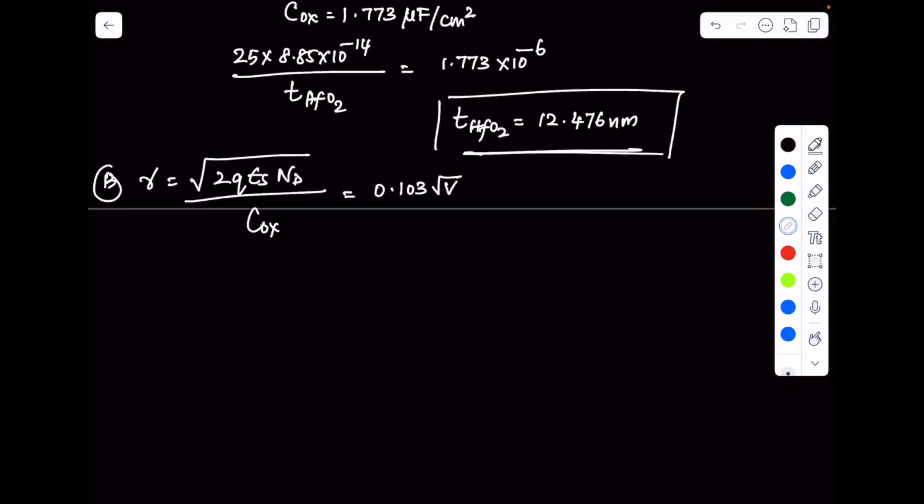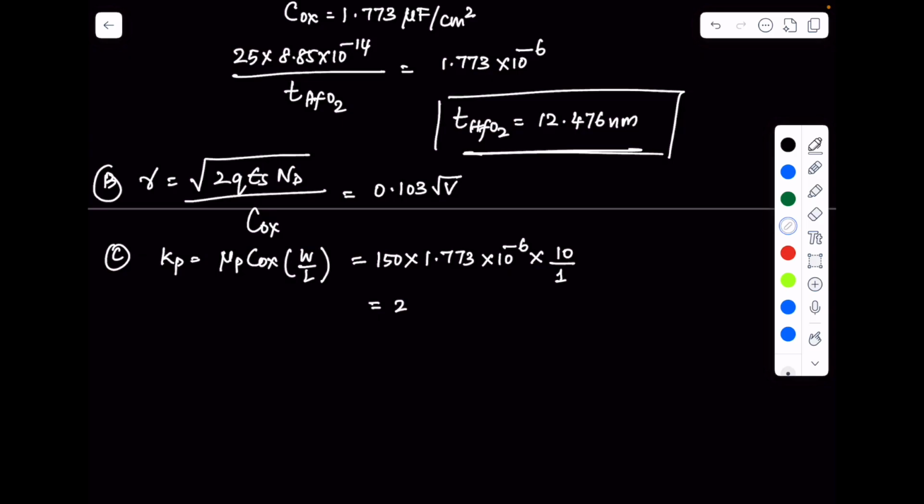Now let's look at Kp. So Kp of this is given by mu_p Cox into W by L. You're given W and L, so W by L is 10. So this is 150 into Cox, which is 1.773 into 10 power minus 6 into 10 by 1, which is 2.66 milliamp per volt squared. So this is the Kp of the device.